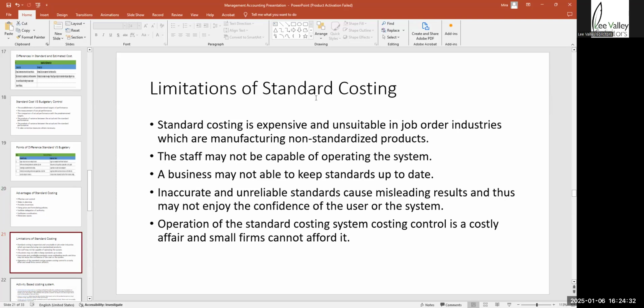Then the next is limitations of standard costing. There are the following limitations of standard costing. Standard costing is expensive and unsuitable. Staff may not be capable of operating the system. Our business may not be able to keep standards up to date. Inaccurate and unreliable standards cause misleading results. Operation of a standard costing system and cost control is a costly affair.